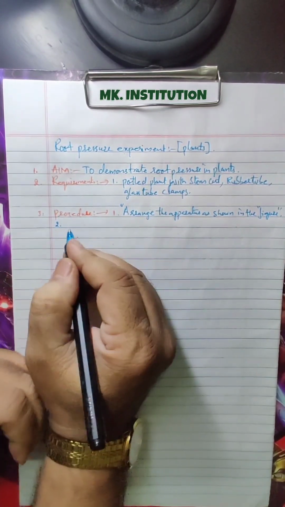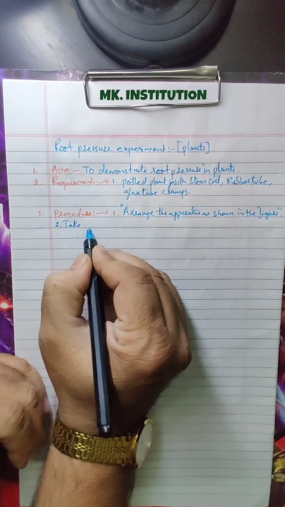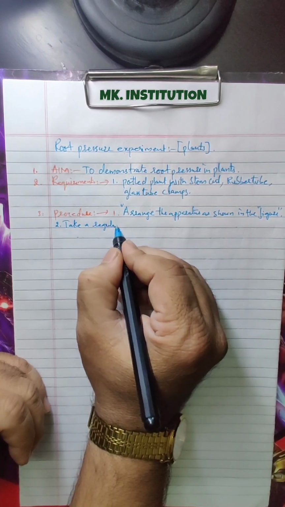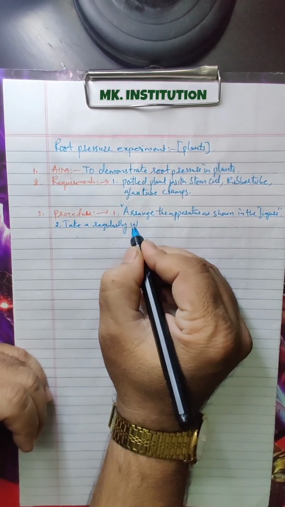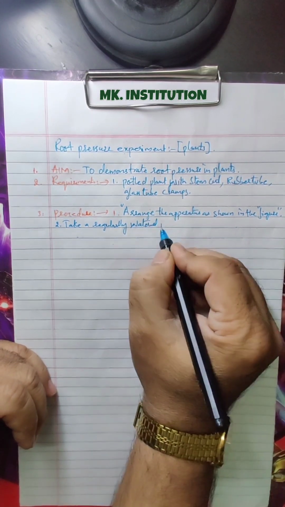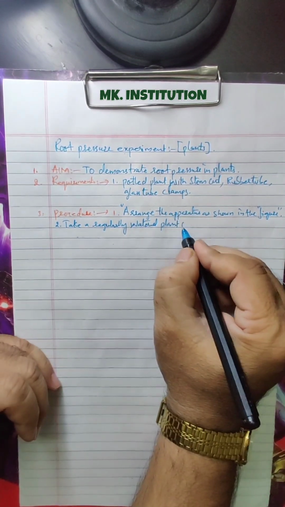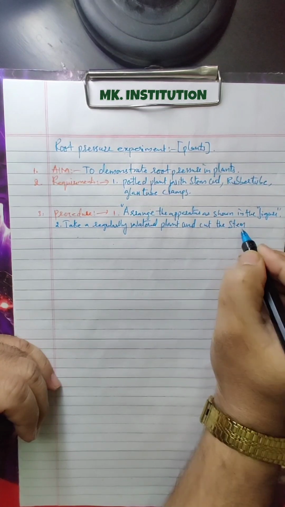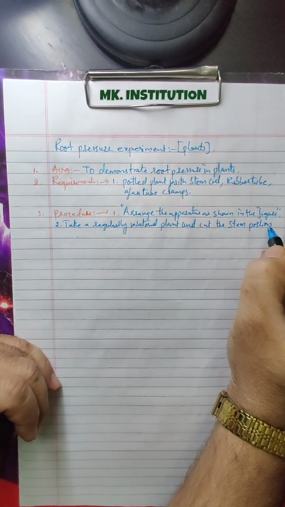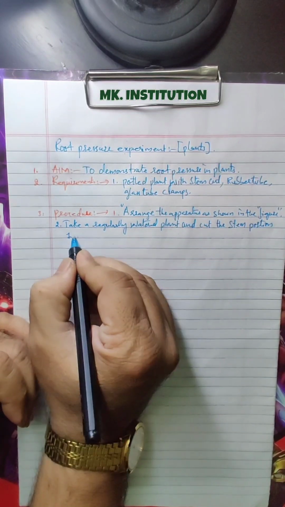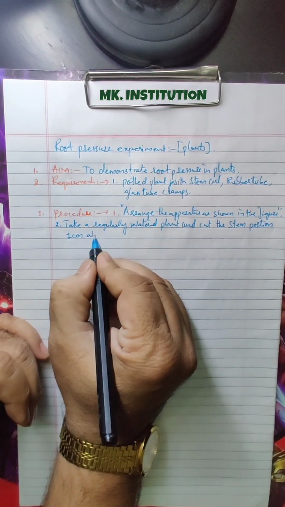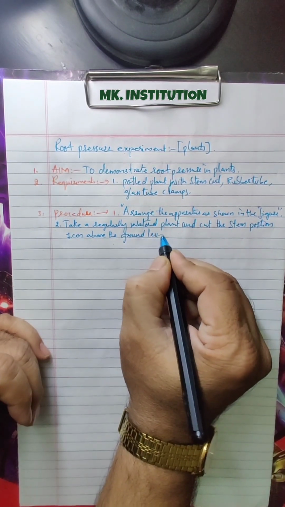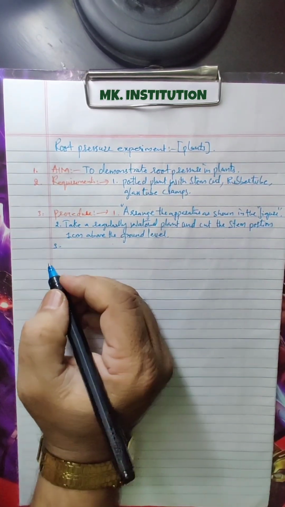Now the second point: take a regularly watered plant and cut the stem portion 1 centimeter above the ground level. Clear?